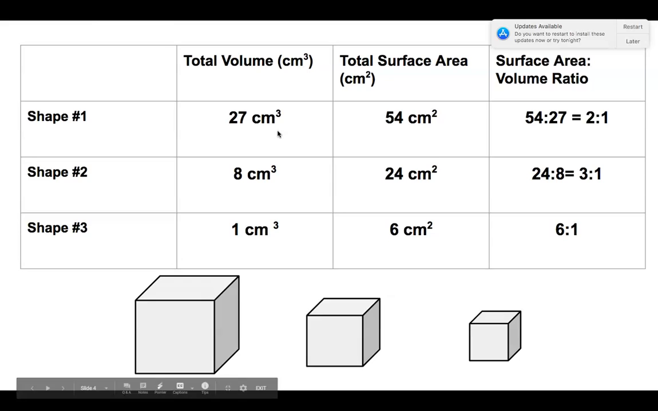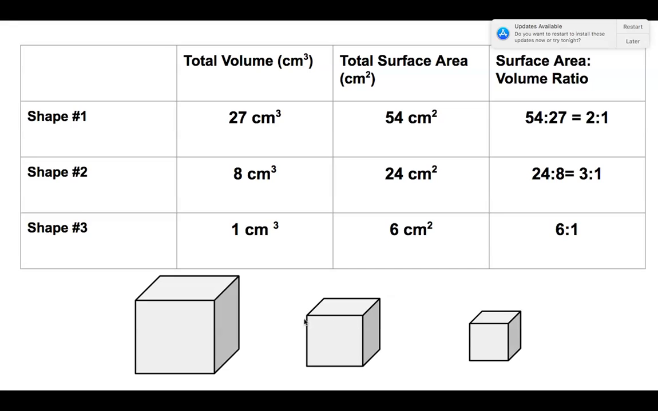Then the surface area of a cube is 6s squared. So s squared would be 3 squared, 9, times 6 is 54. Surface area to volume ratio is just taking these two numbers and turning it into a ratio. So 54 to 27, that actually simplifies really nicely into a perfect 2-to-1 ratio. So twice as much surface area compared to the volume.